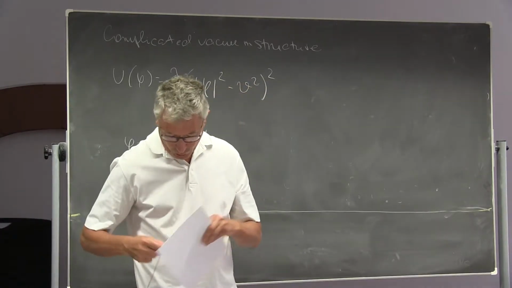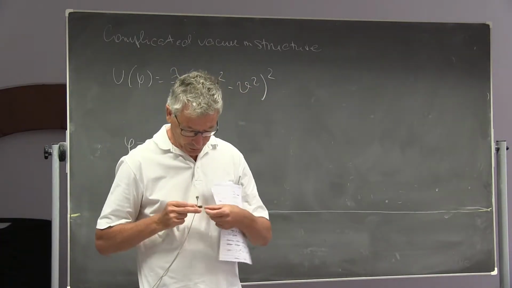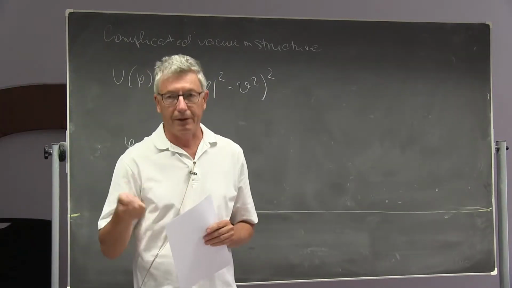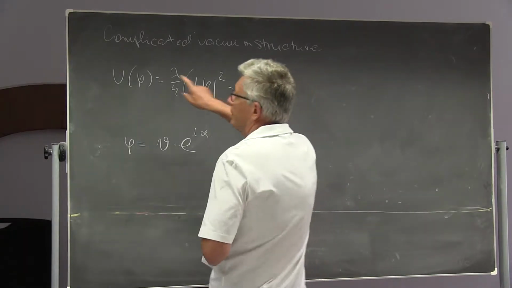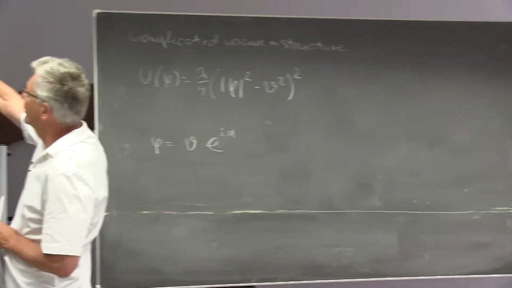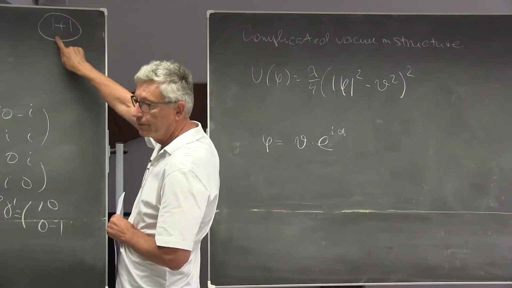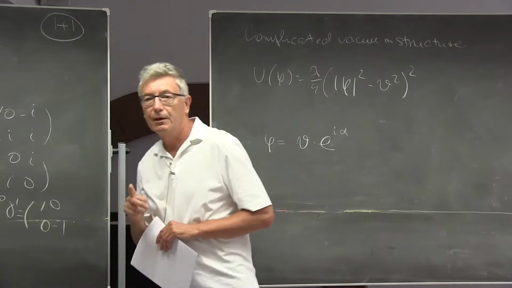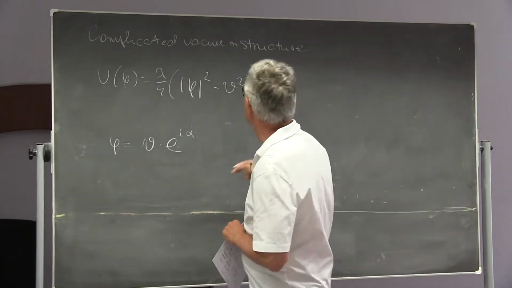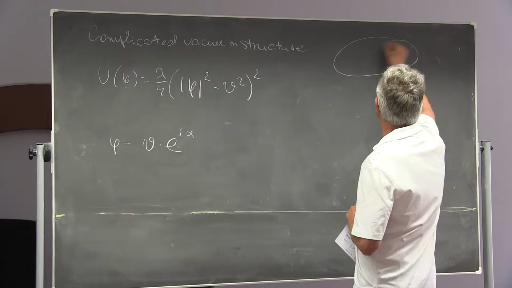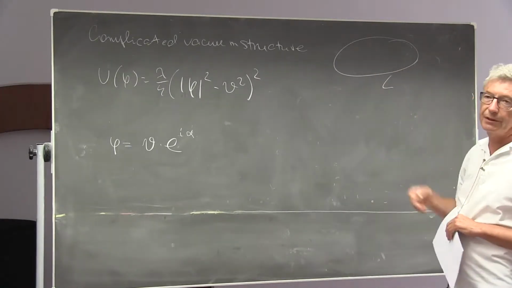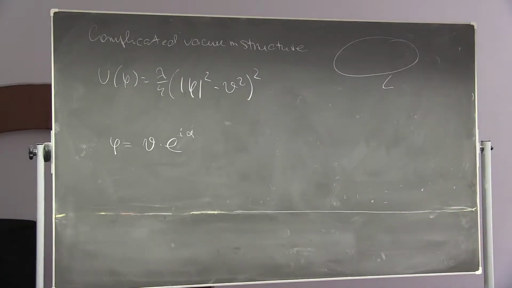As I will be talking about topology, topology is best understood when the space is compact. So here we have 1 plus 1, 1 is time, 1 is space. Time will go from minus infinity to plus infinity, but the space will be compact and will be associated with a circle of length L. And then eventually L can go to infinity if you want to consider infinite space.